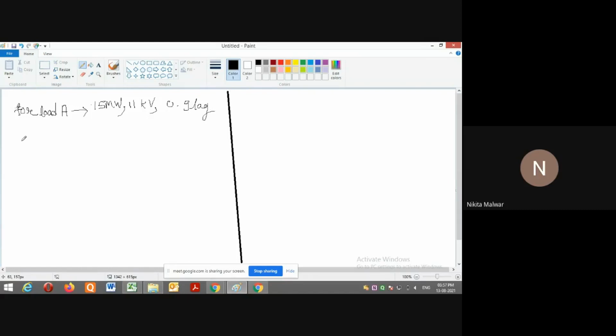So to find this, we will represent ZLA in per unit. This will be the per unit impedance for load A. Your formula is the same as for the transmission line: Z in ohm, or Z old, multiplied by MVA base new upon KV base new square. So this is the formula which will be applied here. Let's first find out this impedance.